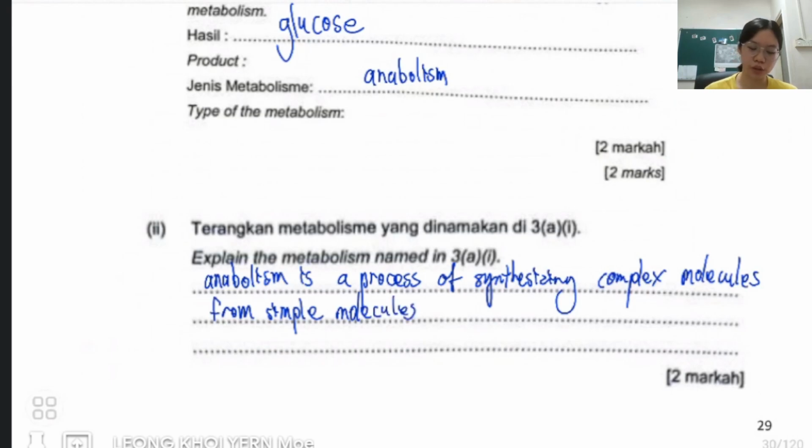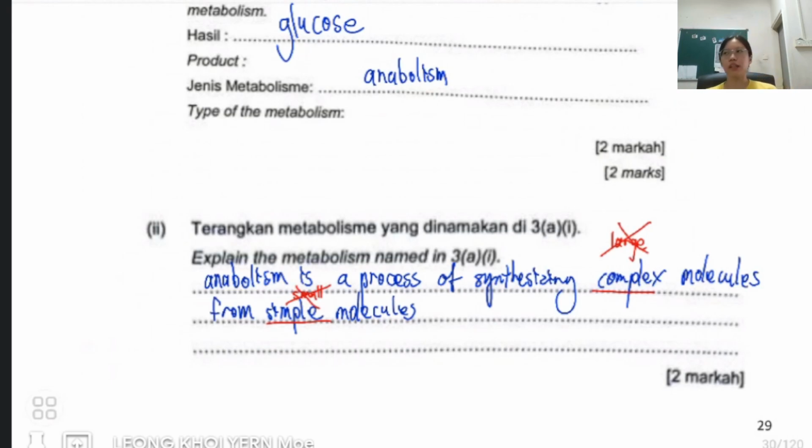So it's better to write simple, because they sometimes may reject your answer if you write synthesize large molecules from small molecules. So please don't write large, you have to say complex. And for simple, you cannot write small, they will reject your answer.